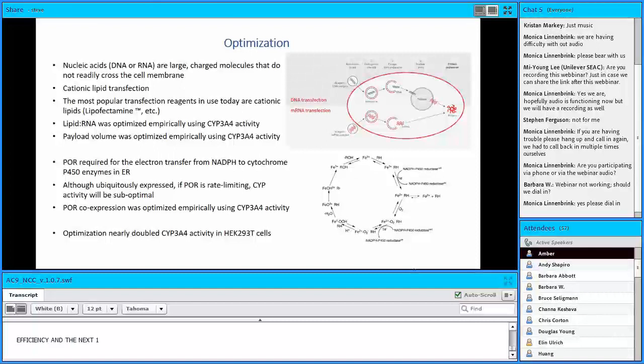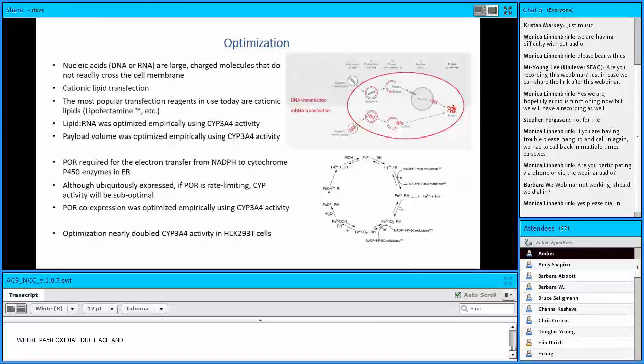co-expression. And so the cofactor we focused on the most was something called P450 oxidoreductase, and it's required for electron transfer from NADPH to cytochrome P450s. And you can see the cycle there. There are at least two points where P450 oxidoreductase donates an electron. And so without this, your enzyme cannot continue to cycle and metabolism doesn't occur.